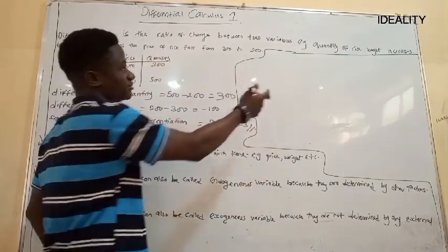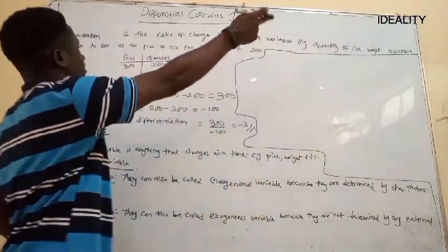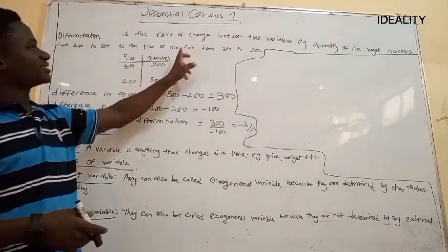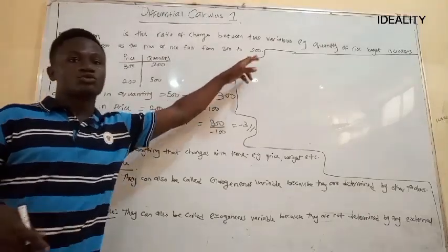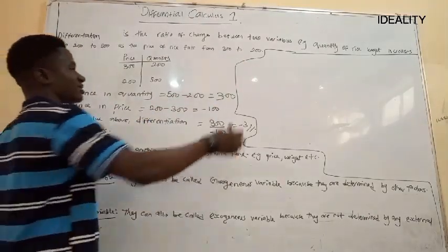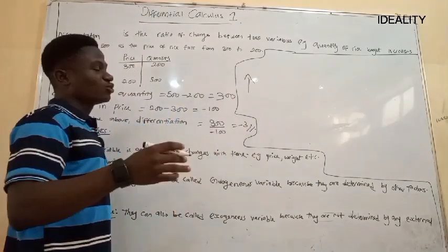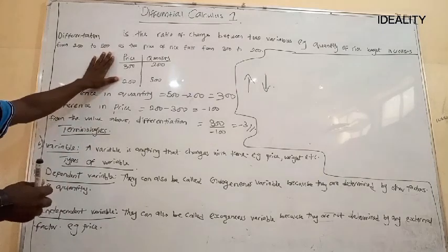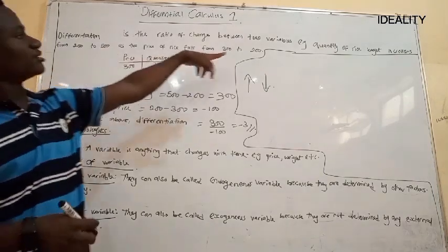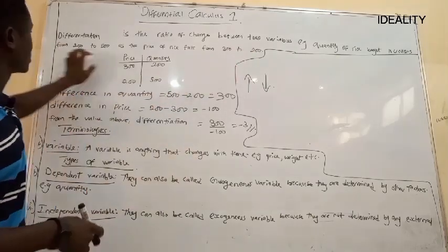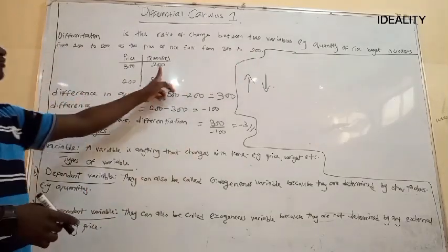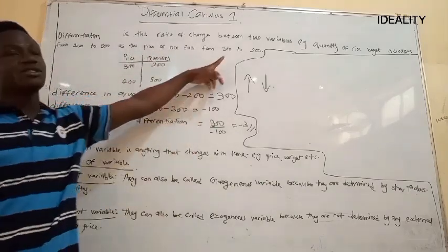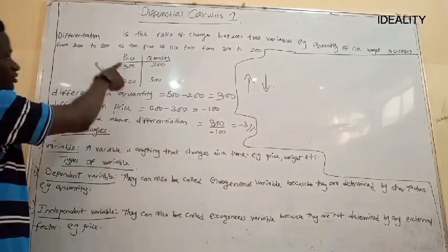Now we have an illustration here. It says the quantity of rice bags increases from 200 to 500 as the price of rice falls from 300 to 200. We all know the law of demand, that as the price increases, the quantity tends to decrease. So I have that in a table here. Quantity of rice bags increases from 200 to 500, as the price of rice falls from 300 to 200.